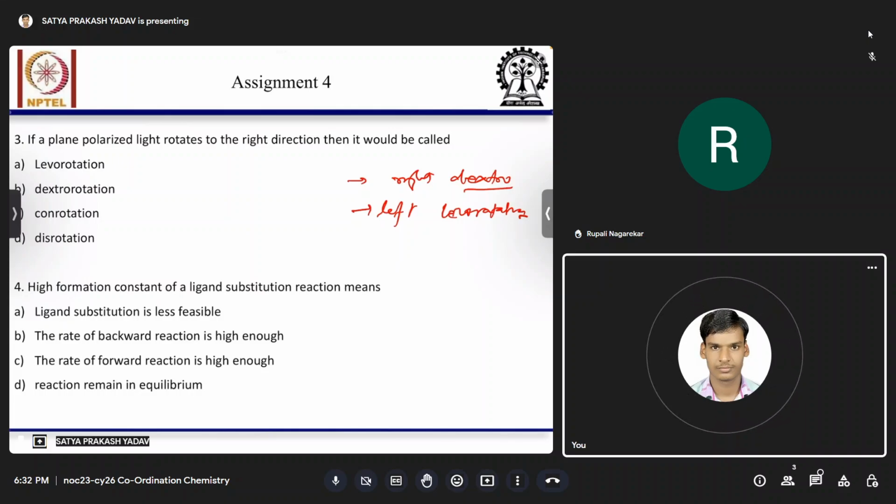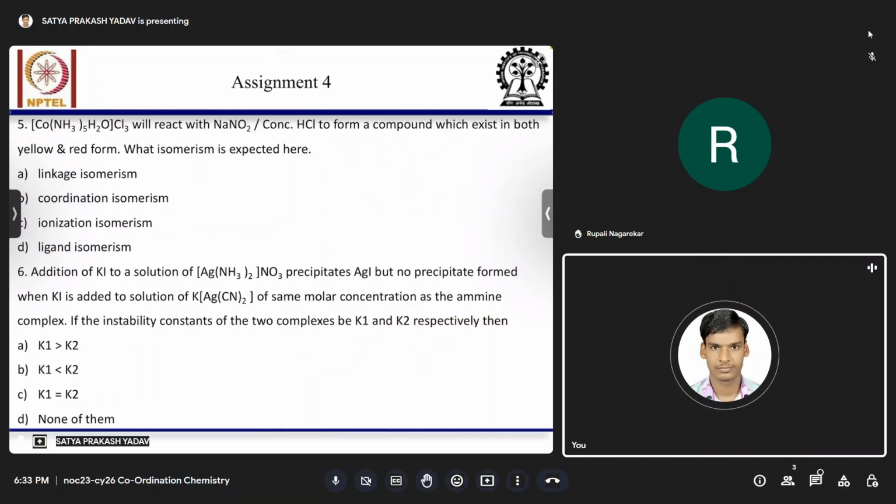So the correct answer is: rate is nothing but K times the concentration of the reactants raised to the power of their stoichiometry. So if the formation constant is high, it means your rate is directly proportional to the rate constant. So the rate of the forward reaction is high enough. That's why the formation constant is high for a ligand substitution reaction. So go to the next question.